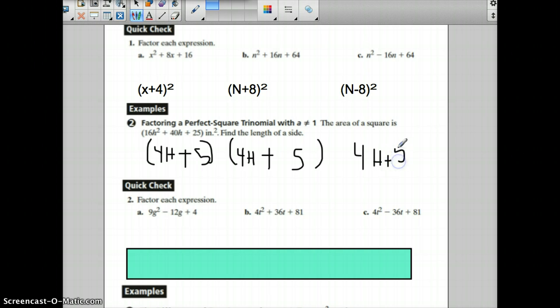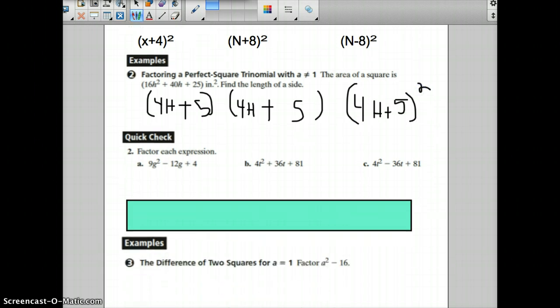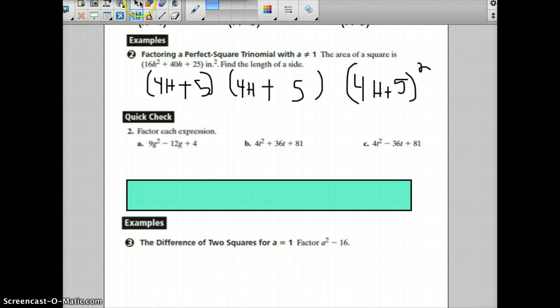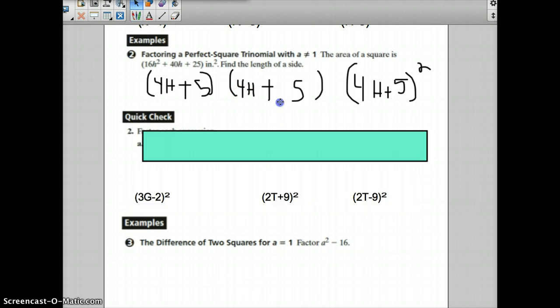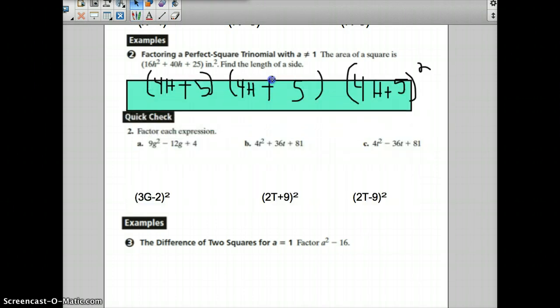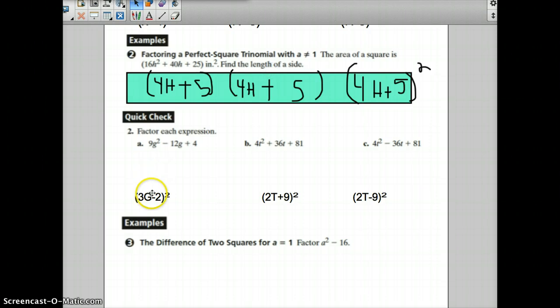Go ahead and see if you can figure out the other special cases below. When you're ready, check your work. 3g minus 2 quantity squared, 2t plus 9 quantity squared, and 2t minus 9 quantity squared.